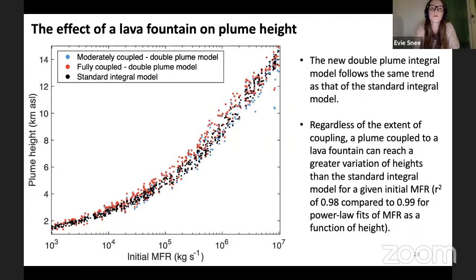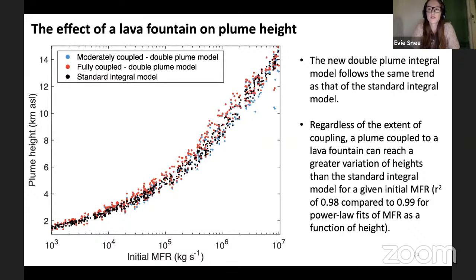And you can see we have our 3 different scenarios plotted. The black dots correspond to a tephra plume without a lava fountain, modeled with the standard integral model, while the colored dots refer to a tephra plume with a lava fountain, modeled with the double plume model, where the red is the fully coupled scenario and the blue is the moderately coupled scenario.